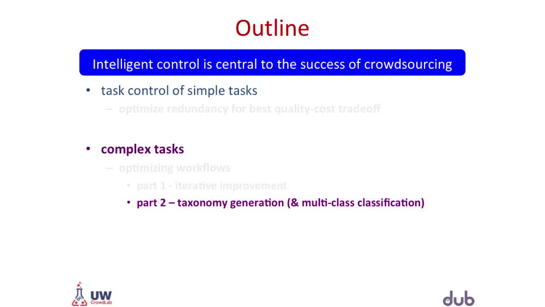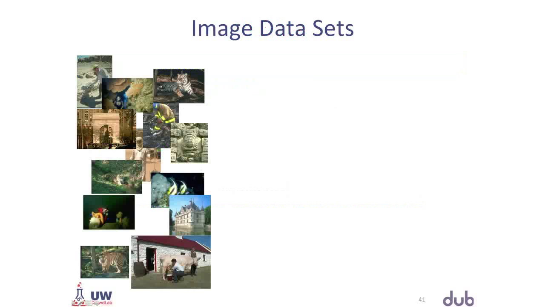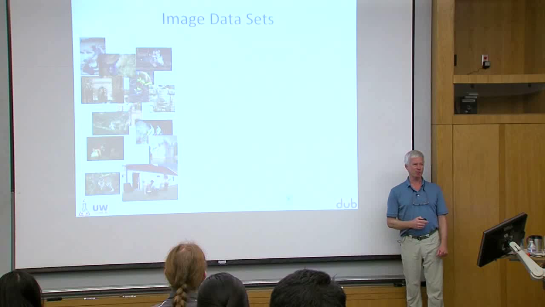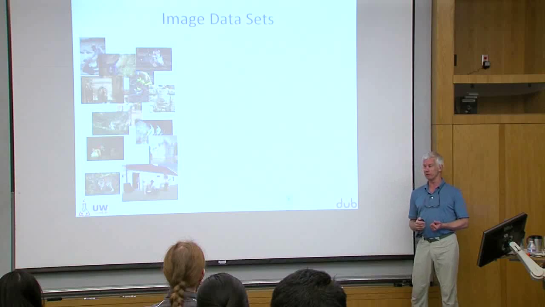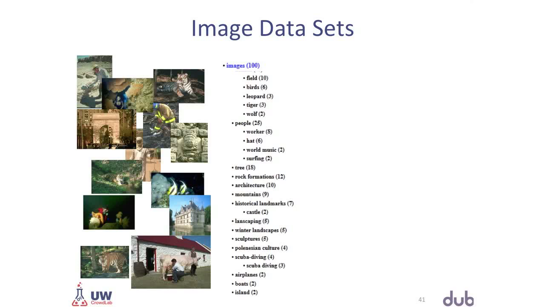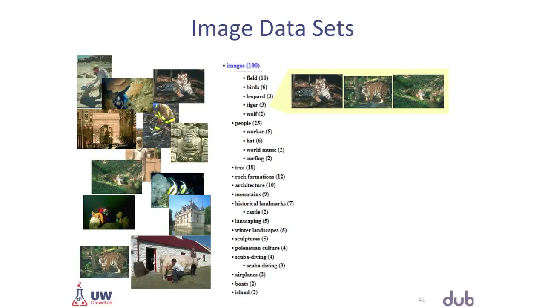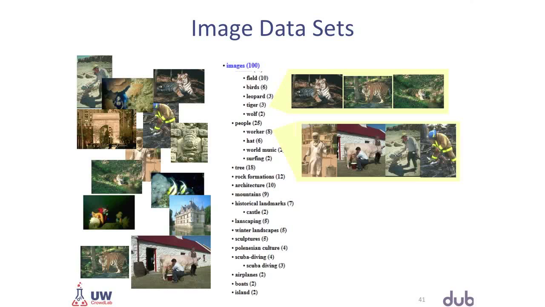Okay, so iterative improvement's one workflow. Now let me talk about an even more complicated workflow, one for generating taxonomies. So what do I mean by this? Suppose we've got a whole set of pictures, which it was easy to find on the internet, and we want to put them into some format that people can browse in an easy way. We'd like to come up with a hierarchy like this, and then assign pictures of tigers under animals and pictures of people, human workers, where appropriate.